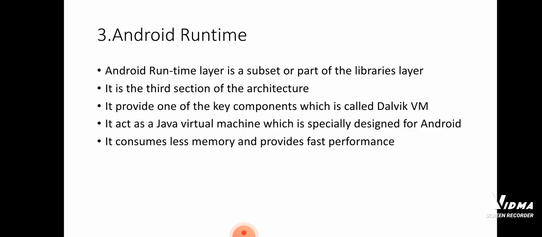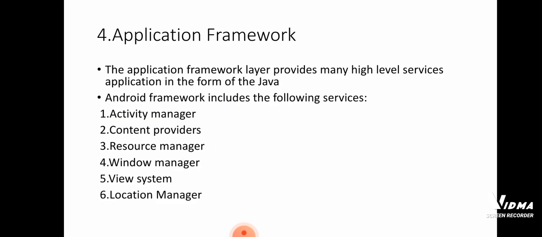Third one, Android runtime. It is a subset or part of the libraries layer and it is the third section of the architecture. It provides one of the key components, which is called the Dalvik virtual machine. It acts as a Java virtual machine which is specially designed for Android. It consumes less memory and provides fast performance.